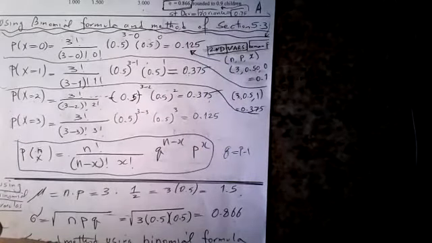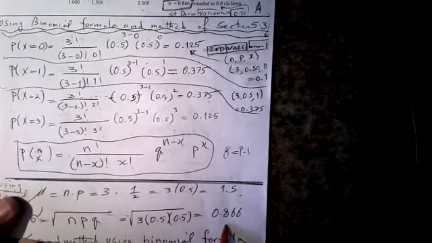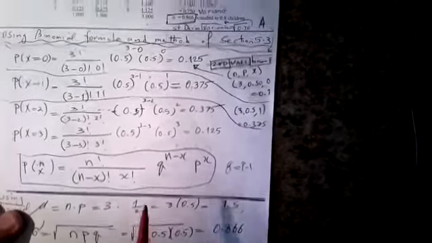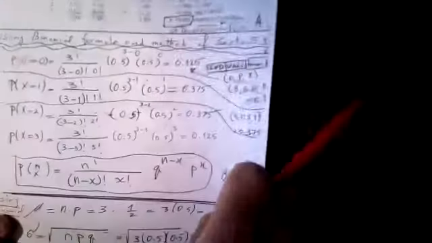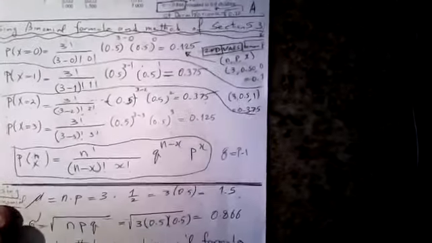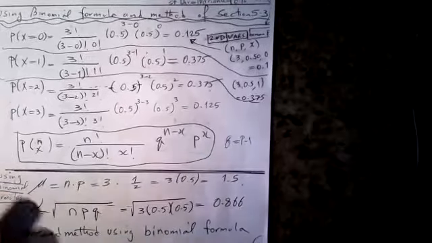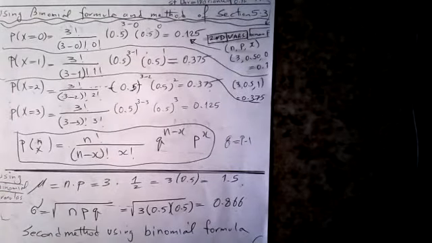And the standard deviation is the square root of n times p times q. In this case, p and q both are 0.5. So see how you find 1.5 for the mean and 0.866 with just 2 simple calculations rather than going through all this. Why? Because this is a special case. So this is a second method using the binomial formula.